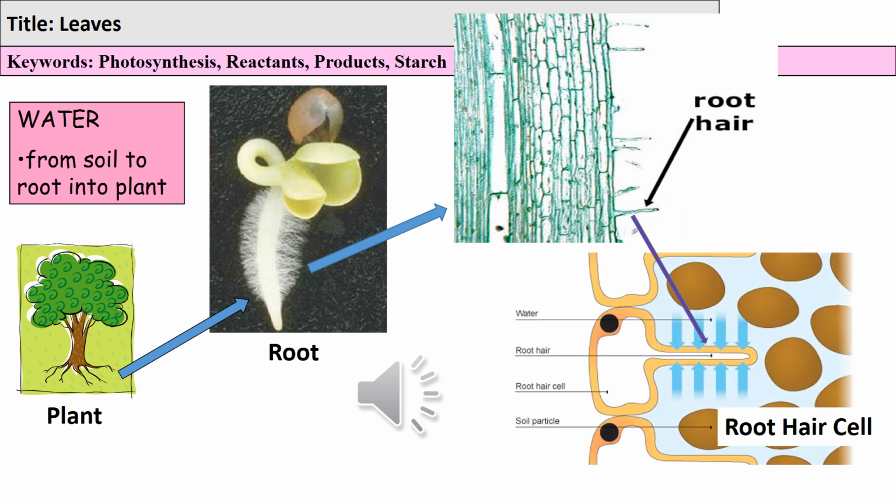So you probably will guess that water enters the plant via the root. As you can see from this photograph, that root is covered in tiny, tiny little hairs. If we zoom in into the microscope picture, you can see the tiny root hairs sticking out from the base of the root. If we zoom in even closer and look at the right hand side picture, that is one single root hair cell.